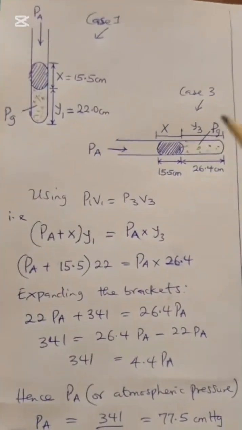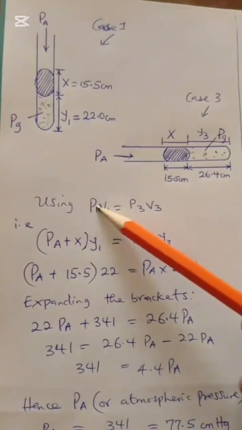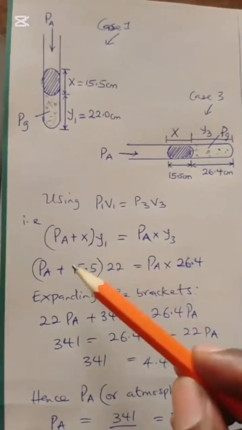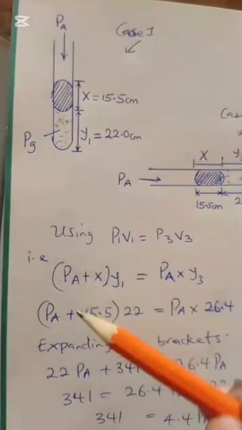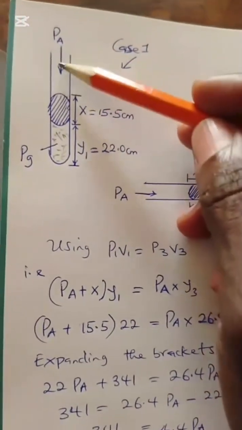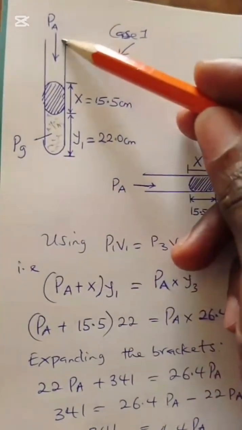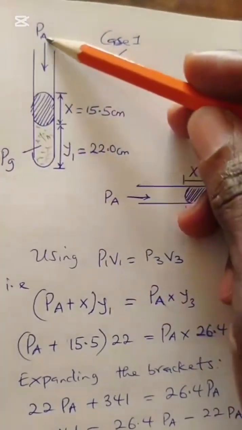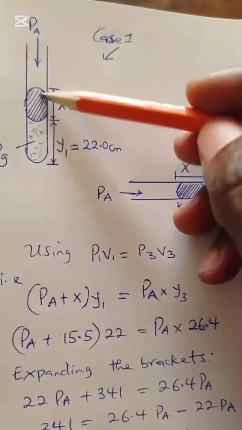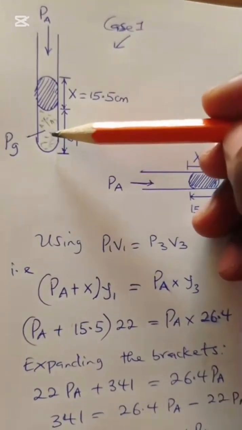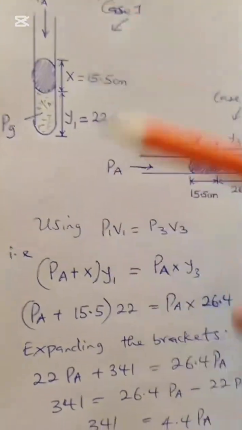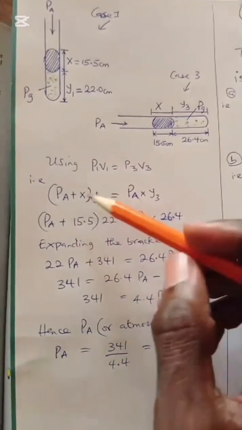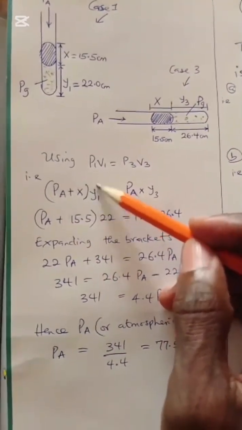So we're going to use what I call case 1 and case 3, just for convenience. In the first case, PG is holding up both the weight of atmospheric pressure PA and the pressure due to the mercury column. So PA plus X will be equal to PG, so PG is greater than PA. PA plus X is the expression for the pressure of the trapped gas, times the length of the trapped gas, Y1.